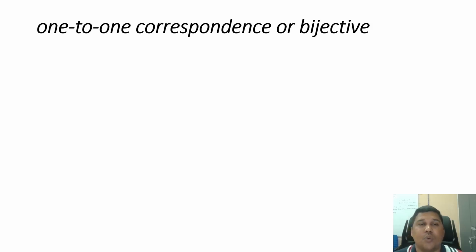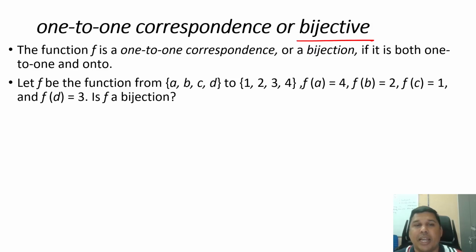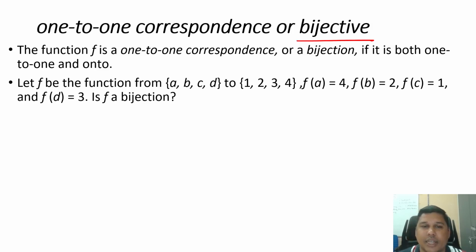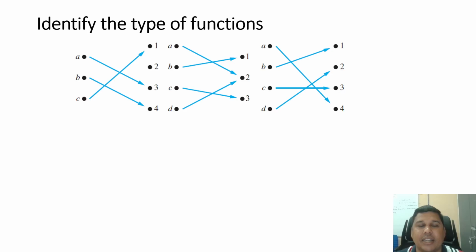And the last one, one-to-one correspondence or bijective. So the definition is simple. Anything which is both one-to-one and onto is called a bijective function. It should be both one-to-one and onto. So let us see some examples and try to identify the function types.